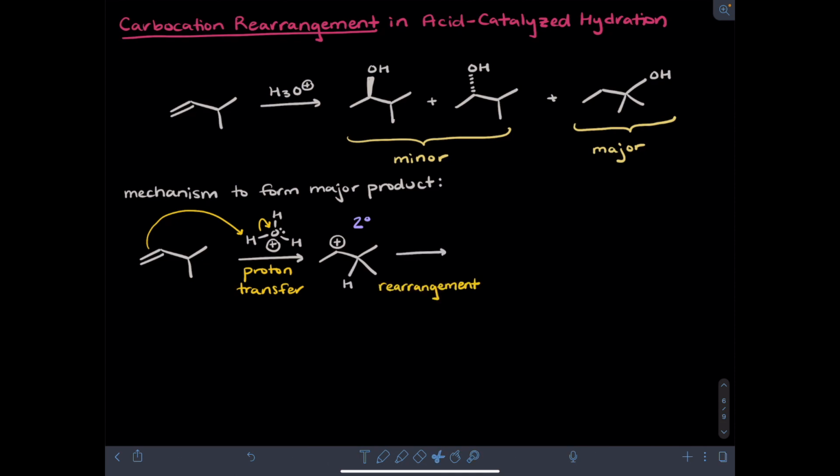A rearrangement reaction can occur to convert this secondary carbocation into a tertiary carbocation. To do this, I'm going to show a hydride shift. After the hydride shift, the carbon that was formerly the carbocation has a new hydrogen and is now neutral, and the carbon that lost the hydride has become the carbocation. In this case, it is a more stable tertiary carbocation compared to the previous secondary one.